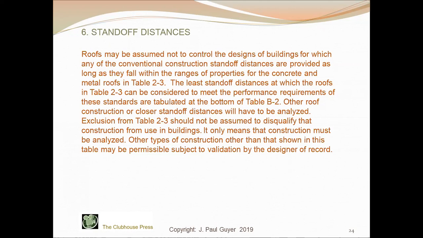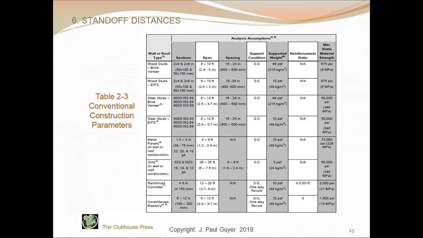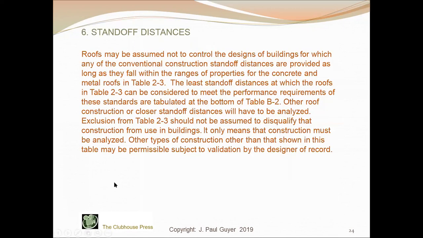And exclusion from Table 2.3 should not be assumed to disqualify that construction from use in buildings. It only means that the construction must be analyzed individually. And other types of construction other than that shown in this table may be permissible, subject to validation by the designer of record.